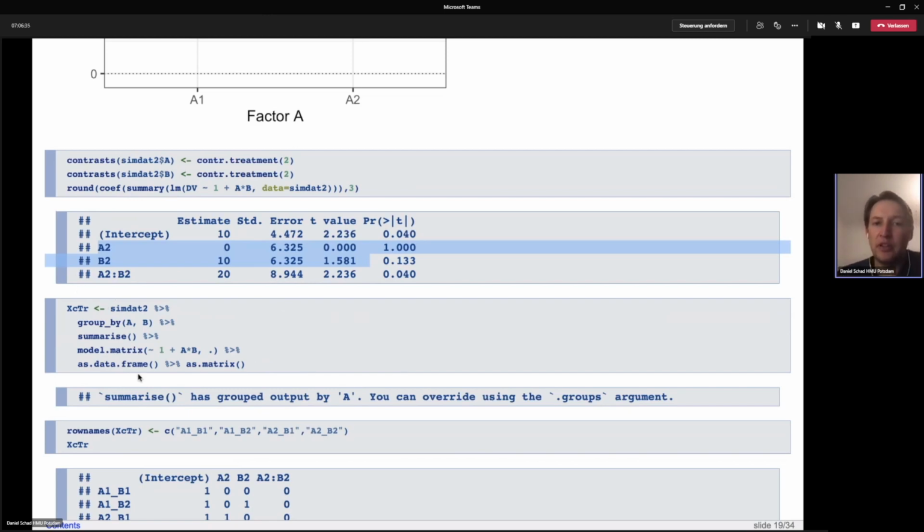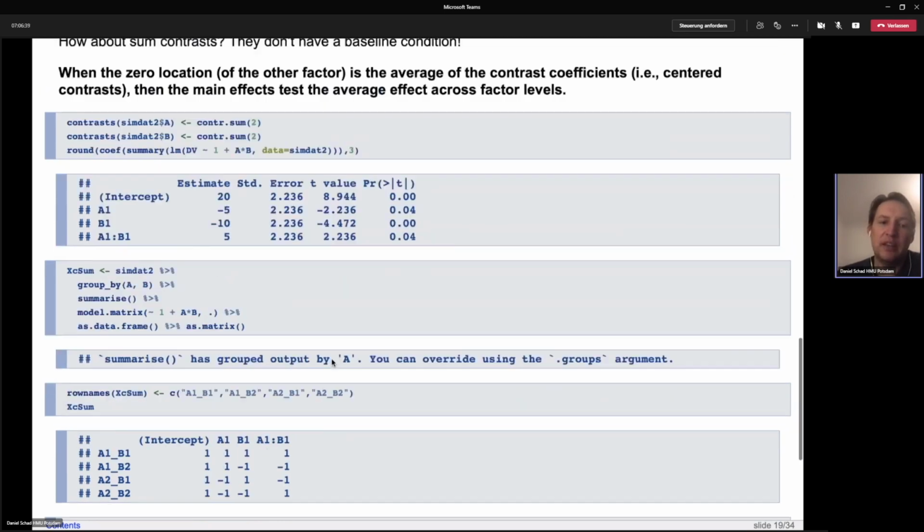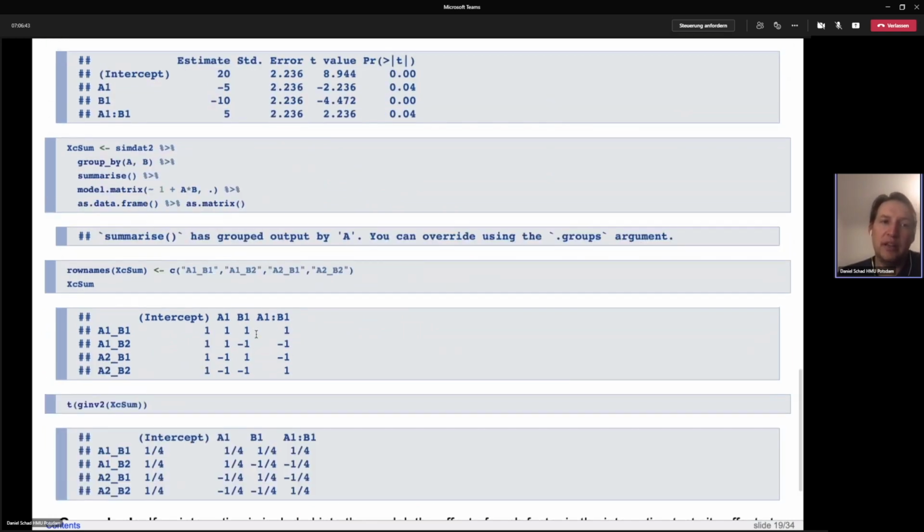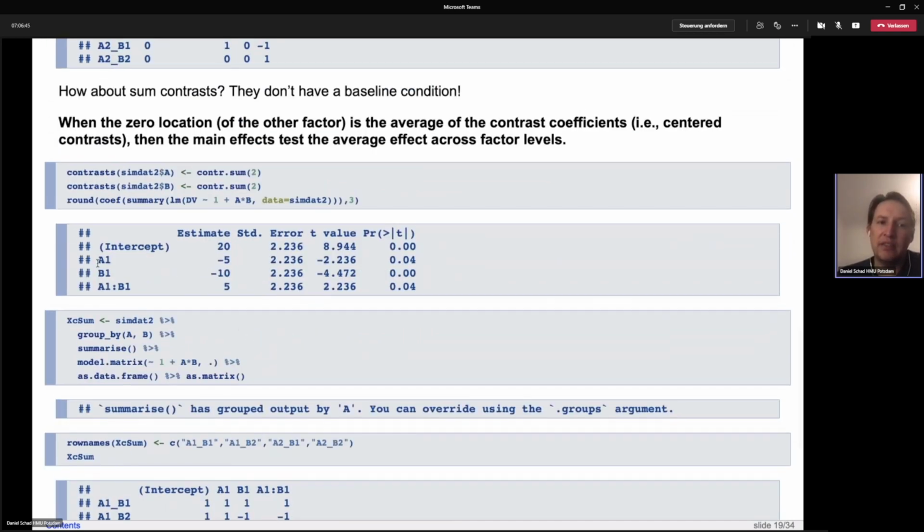So the general conclusion, if you're not sure about the details, you can simply say use centered contrasts if you want to interpret the effect of factor A as a main effect, as an average effect. What is the difference between the two levels, independent of B? And so if you want to interpret your effects as the average main effects, then you should use centered contrast, such as sum contrast, but also other contrasts are possible.